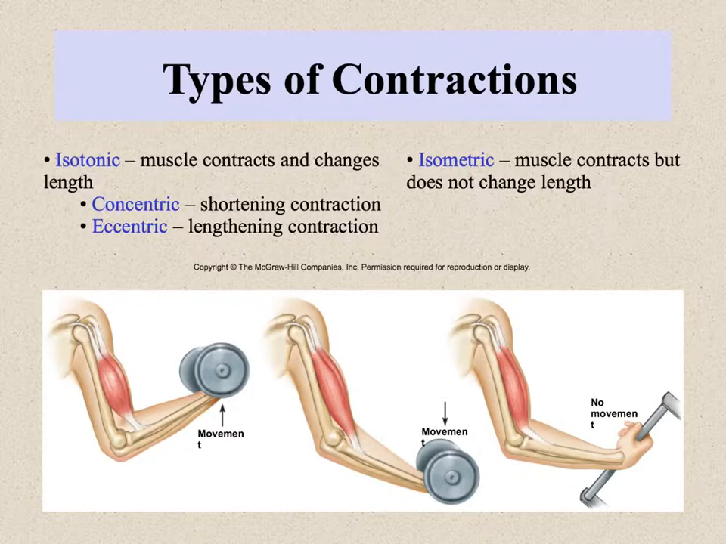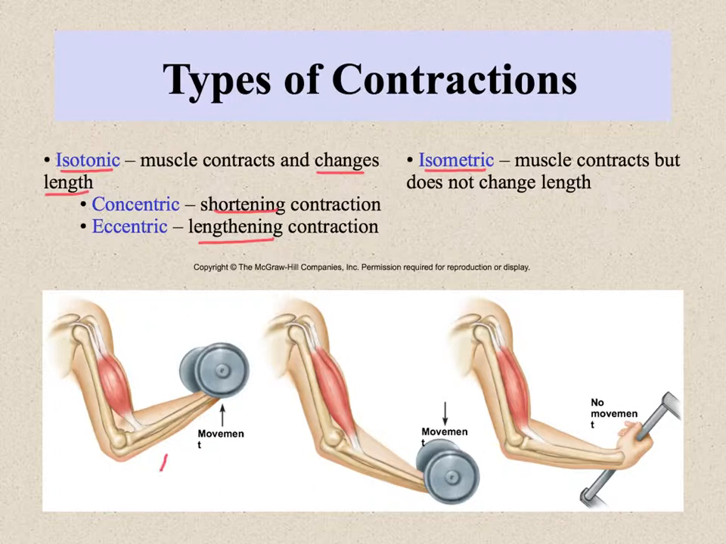There are several types of contractions. We divide these into two groups. There are isotonic contractions and isometric contractions. In isotonic contractions, you see a change in the muscle length when the muscle contracts. And actually, it can shorten or it can lengthen.